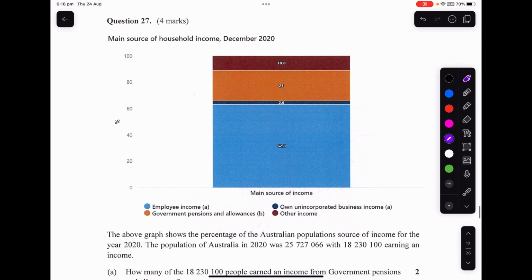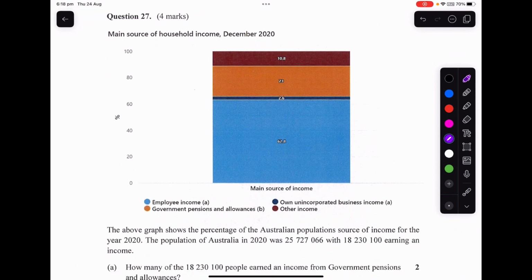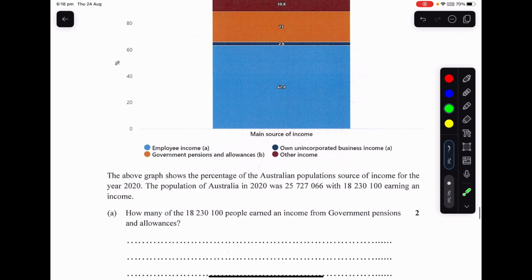Okay. Over the page. Now, we've got a weird graph here and we need to be able to read what the graph says. So let's have a look at the information first. First of all, on the y-axis, I can see we're looking at percentages. Then we've got main source of income down here. So the blue part is employee income. The dark blue part, unincorporated business income. Orange is government pension and allowances, and the brown is other income. So let's see what they've given us.